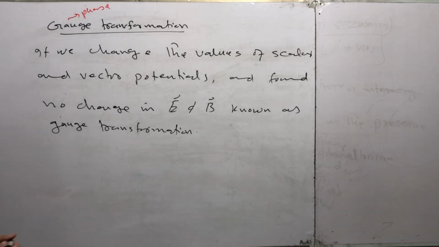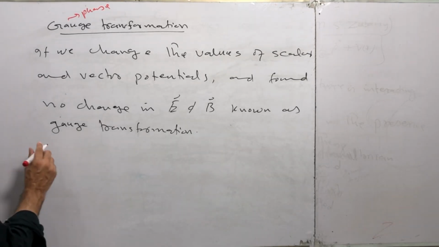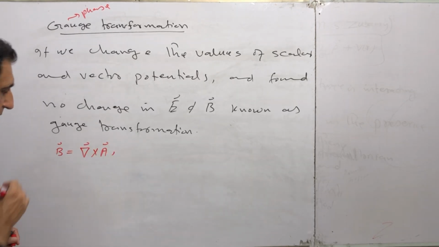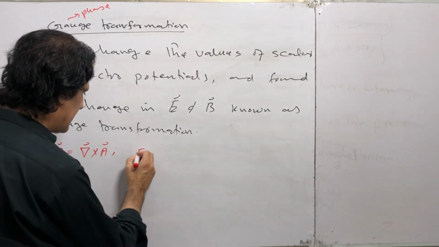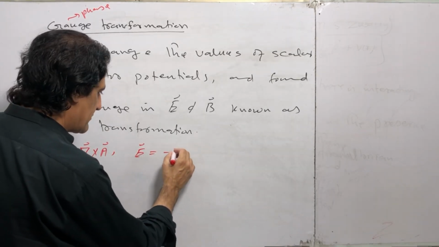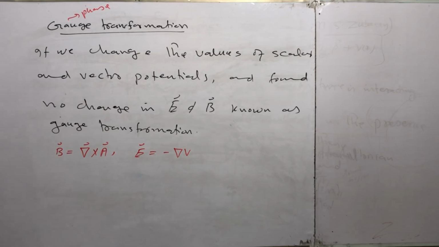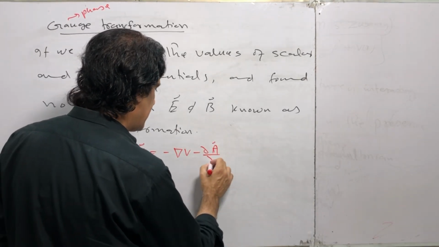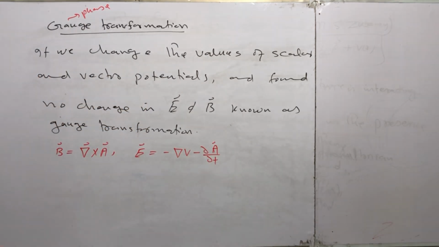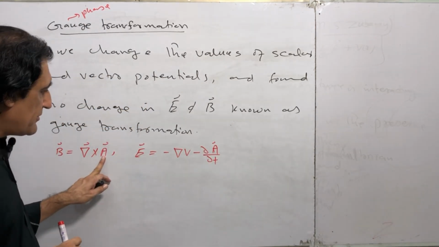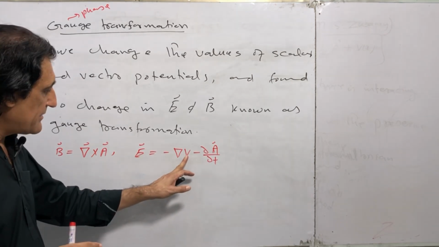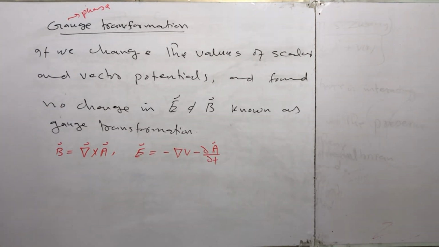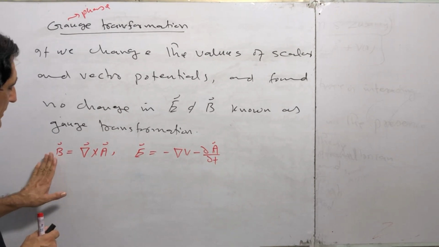If we consider the magnetic field, which is equal to del cross A, and the electric field, which is equal to minus del V minus partial A divided by partial t. It should be noted that A is a vector potential, and V we can represent as a scalar potential.